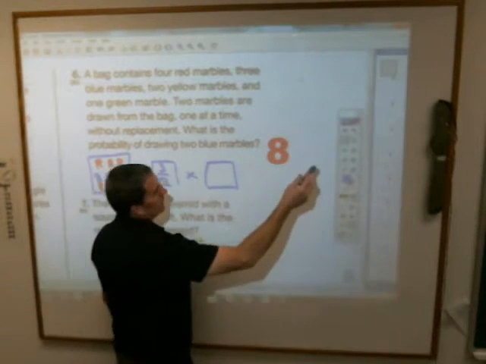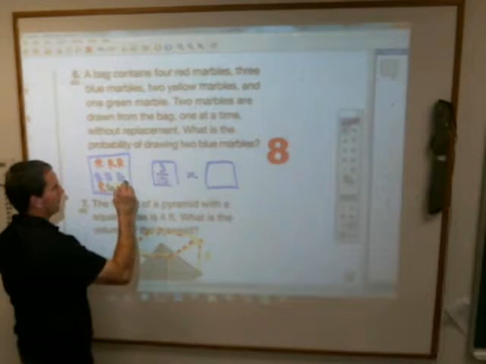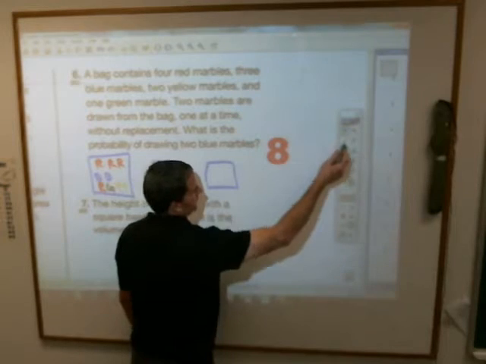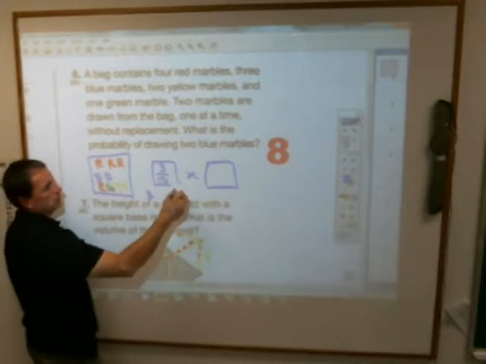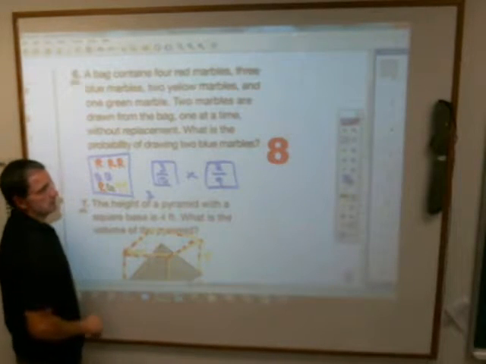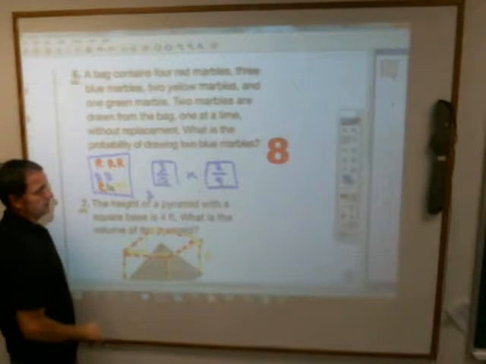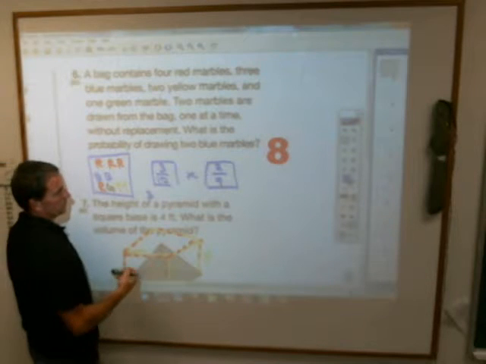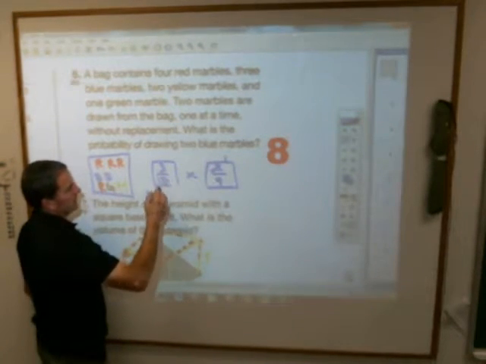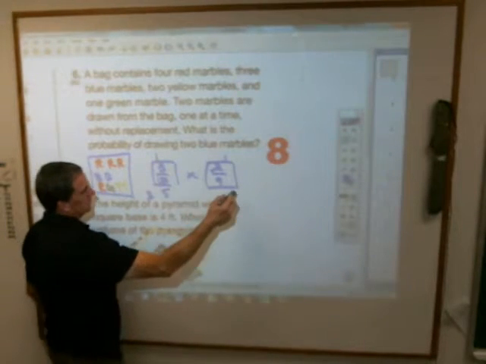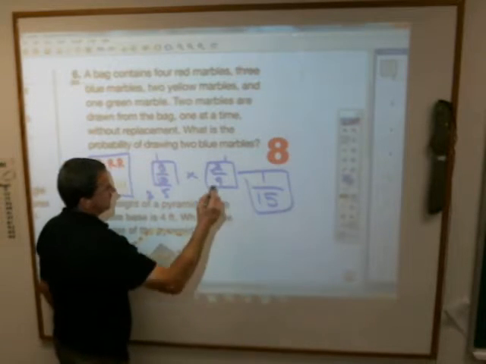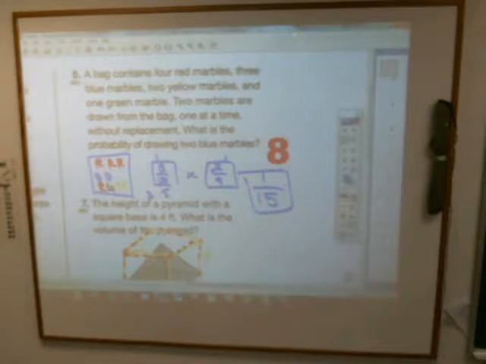But if I take a blue marble out, that's going to change the probability for the second one. Now there's only 2 blue marbles still in there, and there's only 9 total marbles in there. So whatever that multiplies out to, you can do some cross canceling. 2 goes into 2, 1's into that, 5 times 1, 3, 1/15. 1 out of 15 times, you'll get 2 blue marbles.